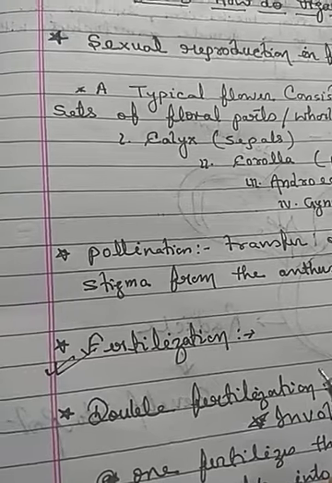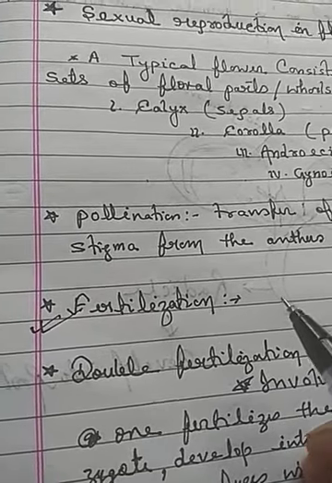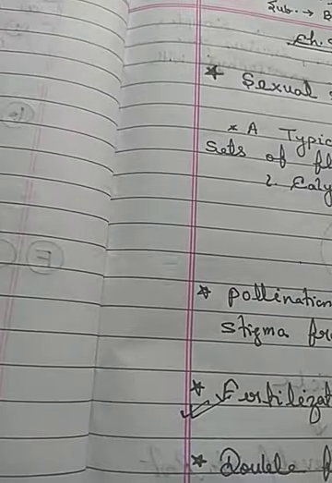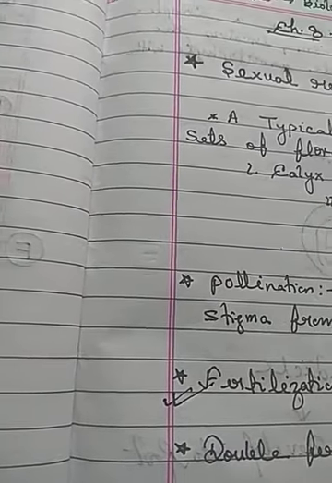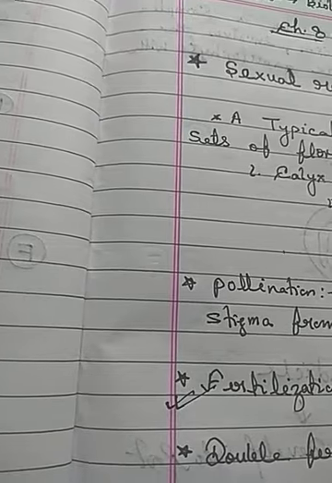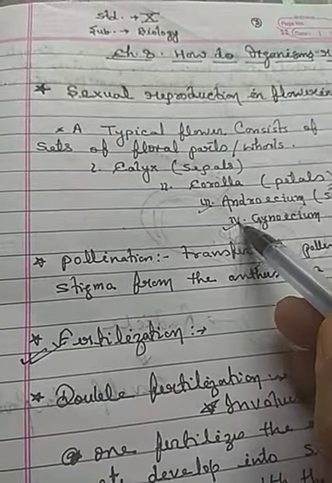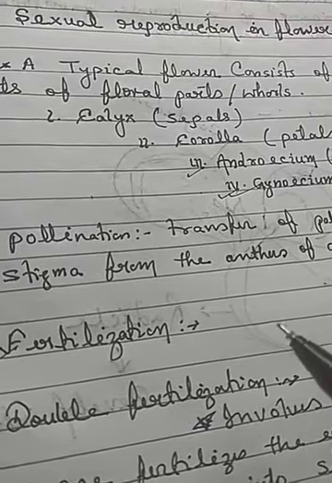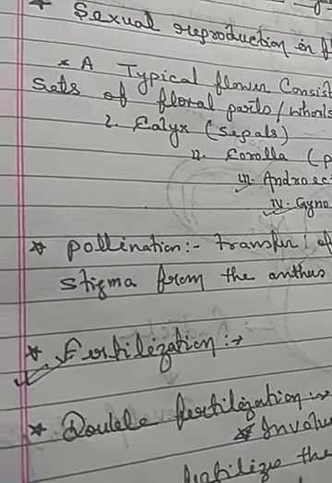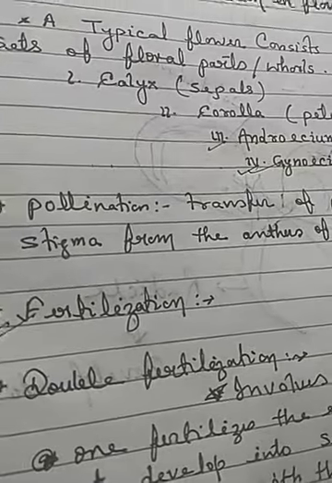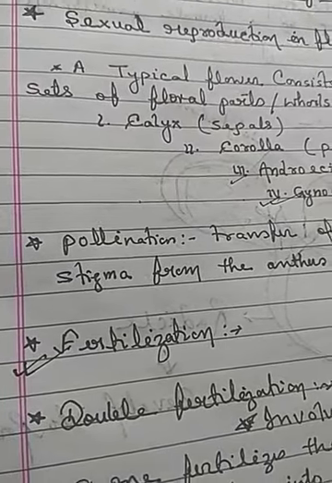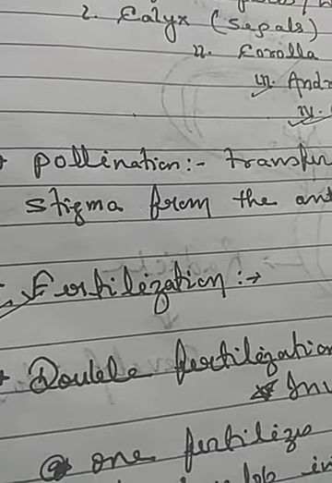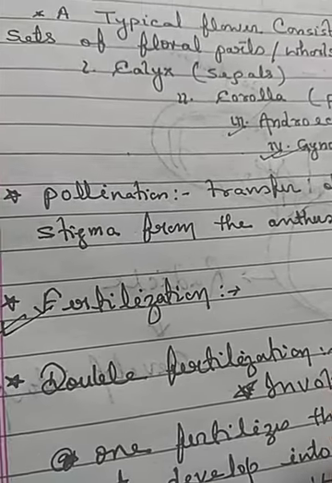After fusion of male and female gamete, fertilization is completed. The male part of the flower, as you all know, is called the stamens, meaning androecium, and the female part is called gynoecium. When pollen grains come on the stigma of the female part, pollination is completed, and after pollination, fertilization occurs. It means when pollen grains come on the upper part of the stigma.